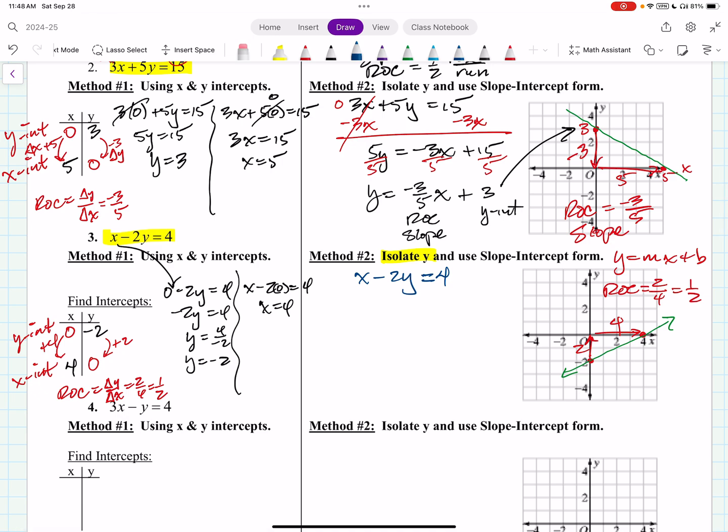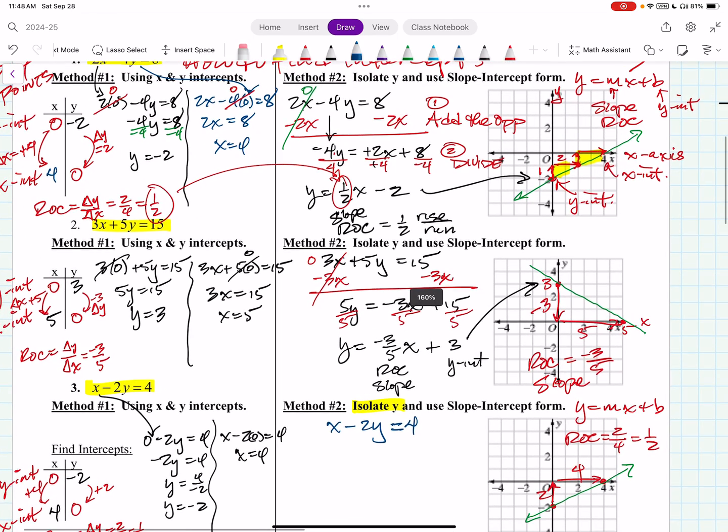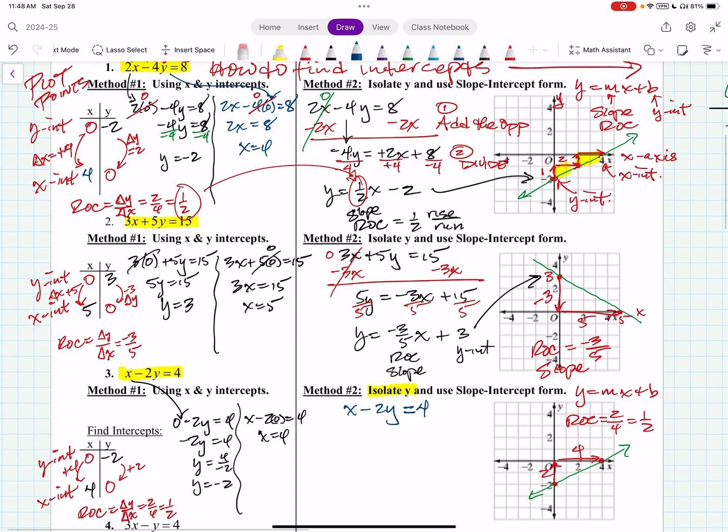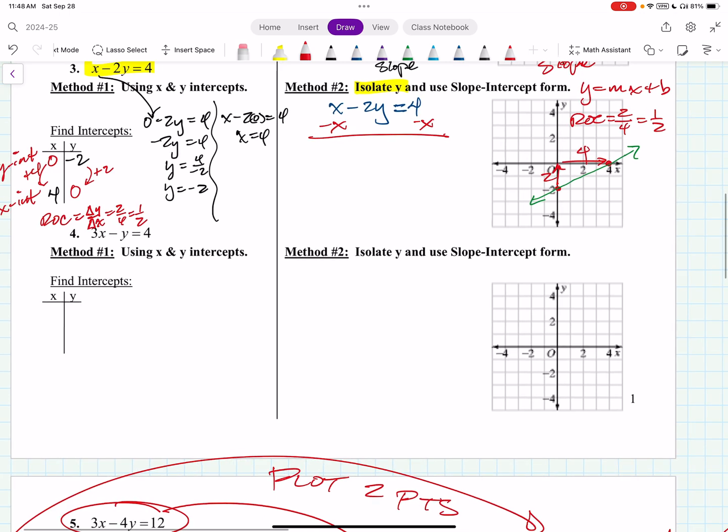Okay, so here we go. Now follow the steps from the first example, okay? It says add the opposite, step 2, divide. Well, you do the same thing. And the opposite of x is negative x. So you add a negative x to both sides. There's your step 1. Or you can think subtracting x, that works too. It's the same thing, by the way.